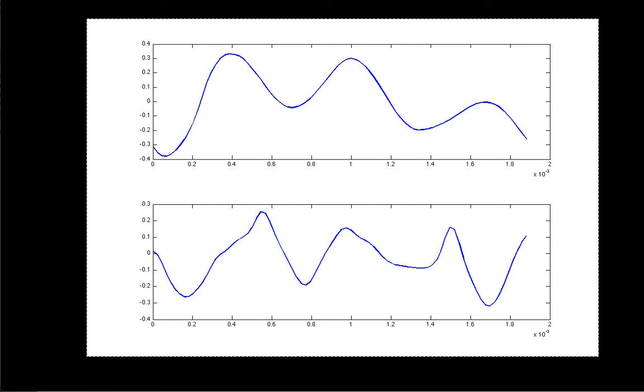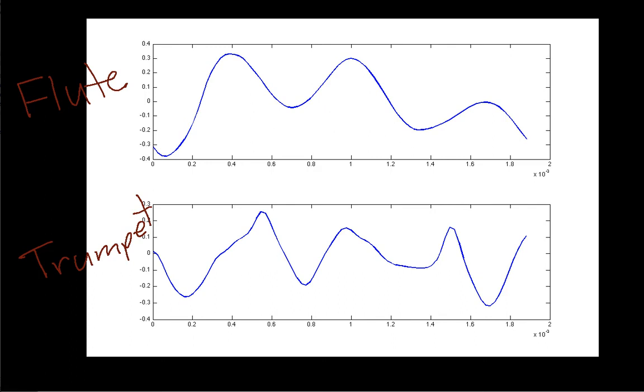So the top waveform is the flute. The bottom waveform is the trumpet. Now, both of the instruments were playing the same note, which means that they were both playing at the same fundamental frequency. The Fourier series will help us understand why, even though they were playing the same note and at the same fundamental frequencies, they sound different.